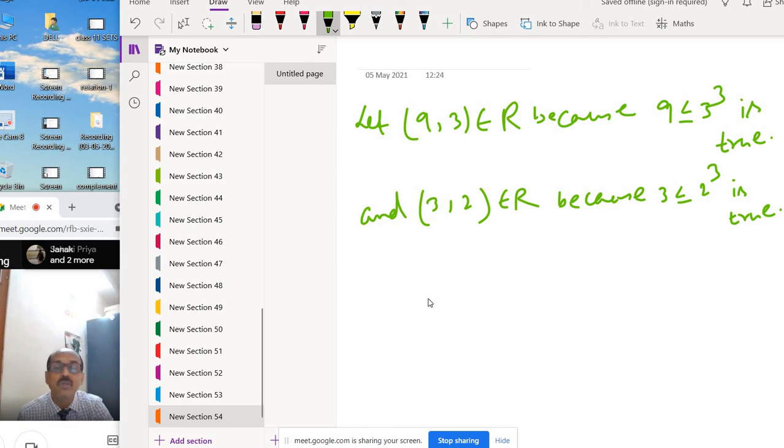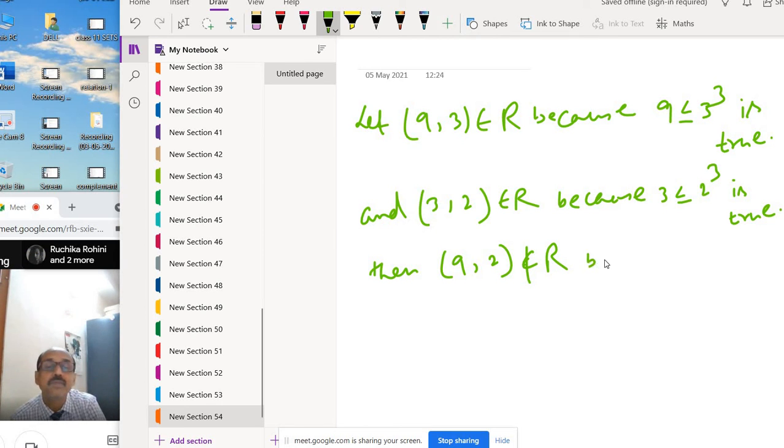Now take the first element, that is 9, and the last element, that is 2. So (9, 2), first and last, as per the definition of transitive. Does (9, 2) belong to R or not? 9 less than or equal to 2 cube. 2 cube is 8. So this is not true. So (9, 2) does not belong to R.